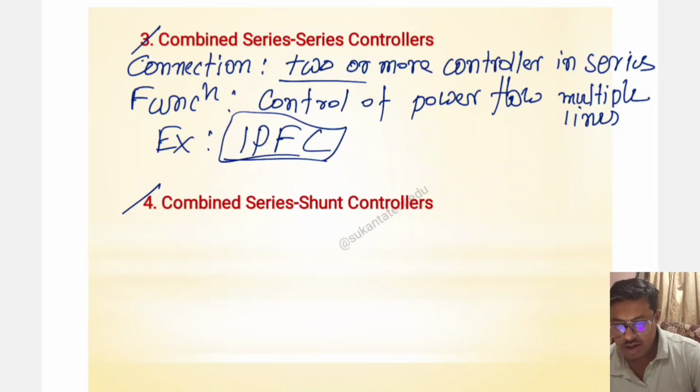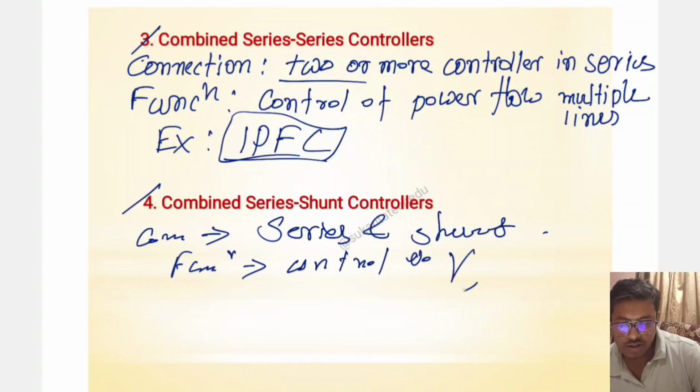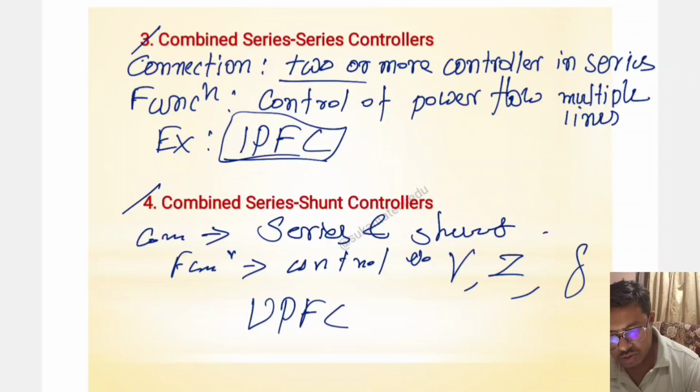Then the combined series-shunt controller. In this connection, one part is connected in series and another in shunt. The main function is that it offers comprehensive control over voltage, impedance, and phase angle. The example is UPFC, the Unified Power Flow Controller, which is an example of a series-shunt controller.